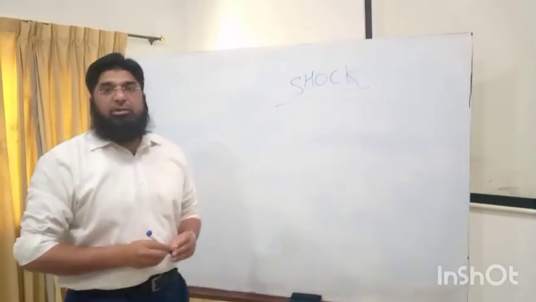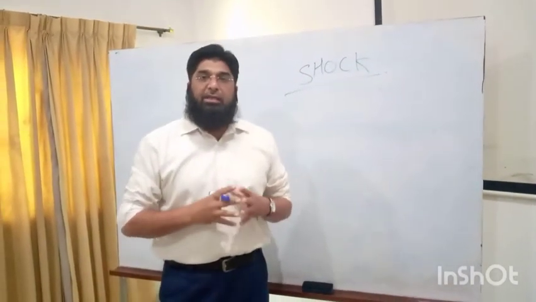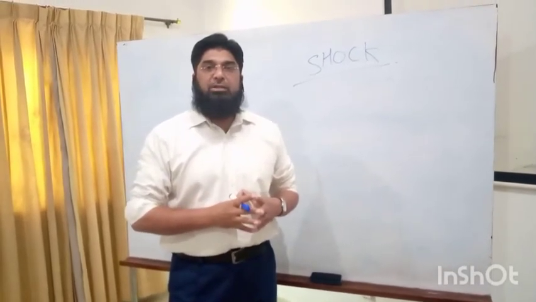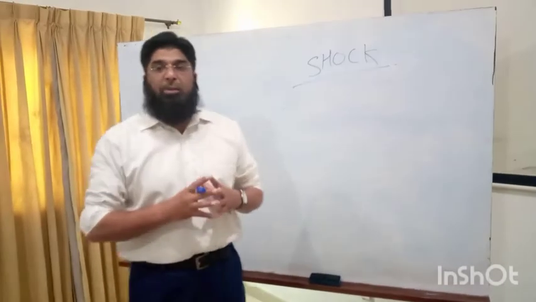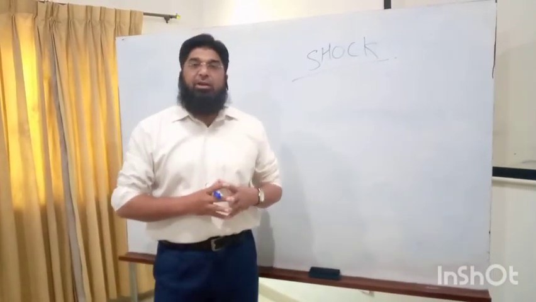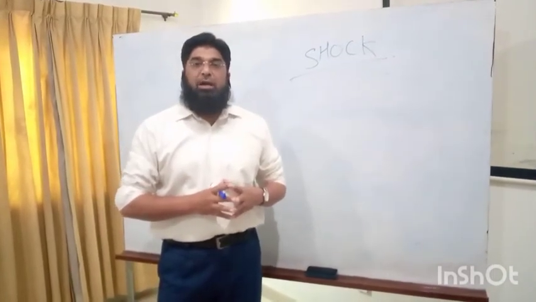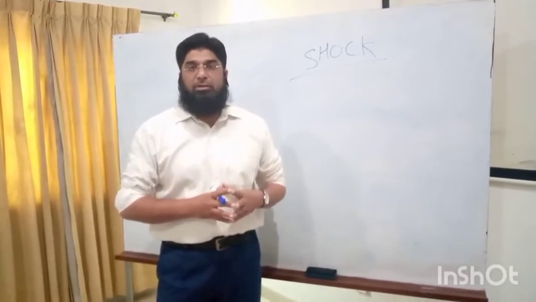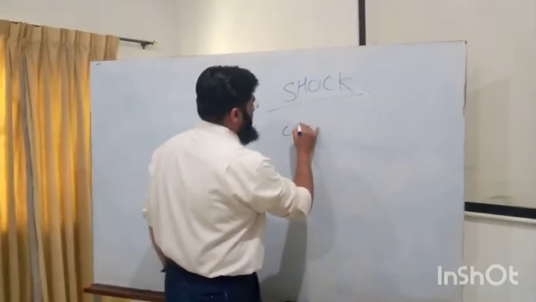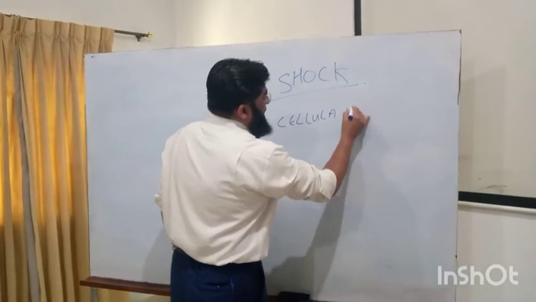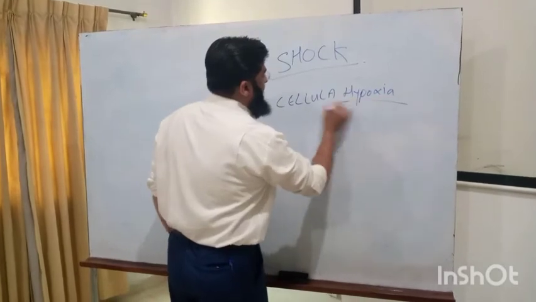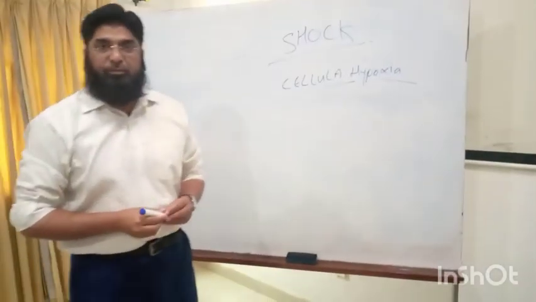Students, in very simple words, shock is defined as an imbalance between oxygen requirements of the cells and oxygen demands of the cells. It means that there is inadequate oxygen to meet the metabolic requirements of the cell. So we can call it cellular hypoxia. This is the main mechanism of shock. Okay, students?